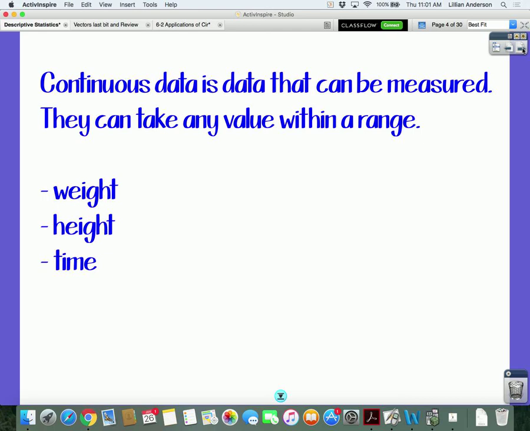So how is height different? It's like a range of values. Time can take on anything between, say, 10:52 and 12:28. That's a range of time, versus shoe size, which is only one set size.